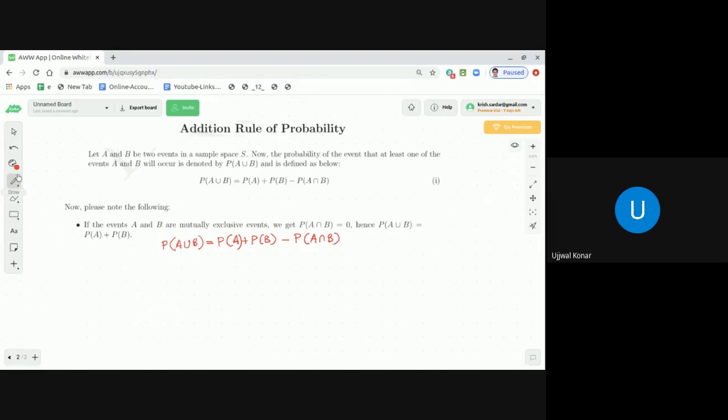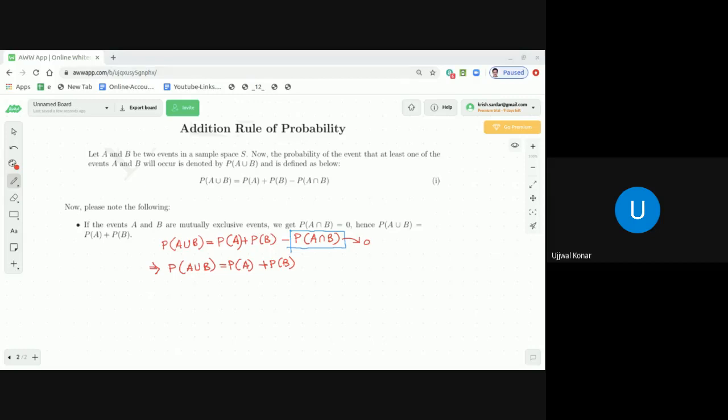Now, as the events A and B are mutually exclusive, definitely A intersection B is a null set, and probability of A intersection B is eventually 0. So in that case, as this is becoming 0, from here we can write that probability of A union B is equal to probability of A plus probability of B when events A and B are mutually exclusive events. Remember this thing, dear students. It is going to be very helpful to you.